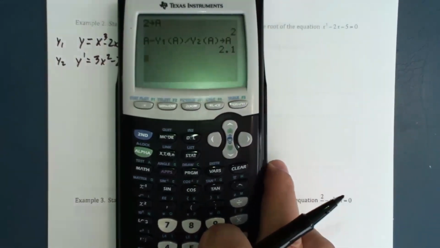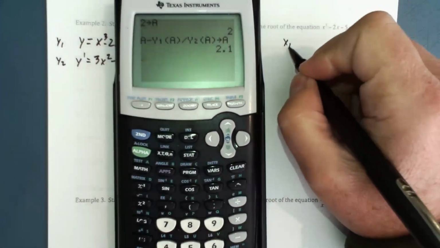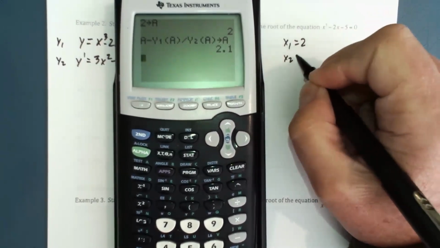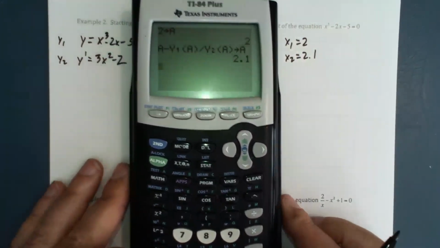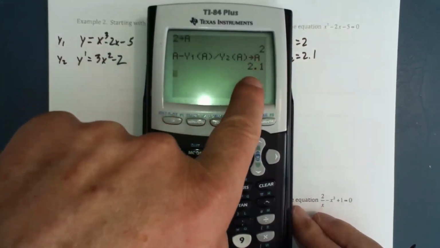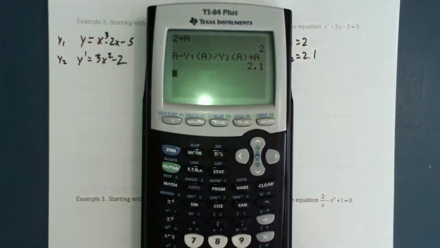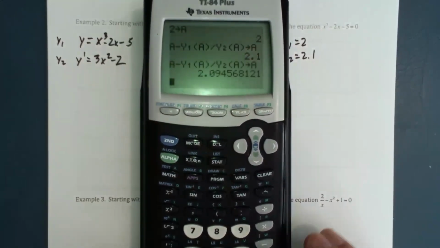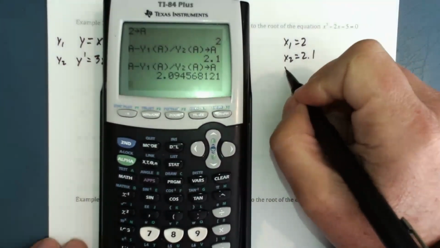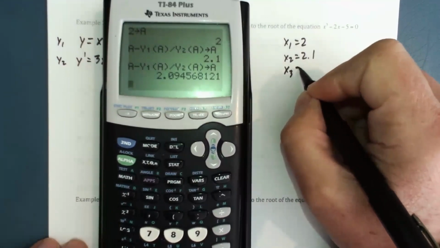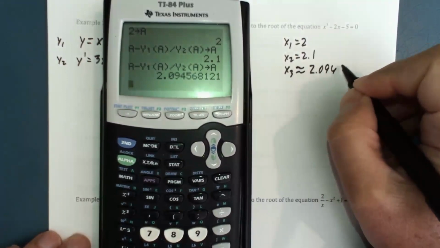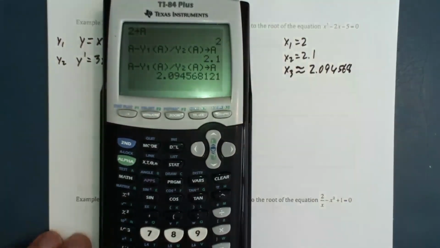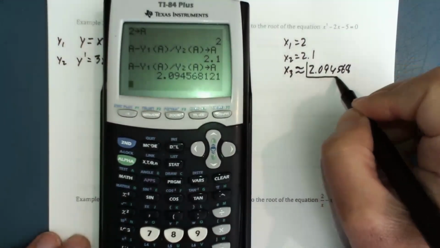And I'm going to end up with x sub 1 was 2. x sub 2 is 2.1. And now all I have to do is just hit enter again. And it's going to take the updated A that I just updated, plug it into there, and redo the process. So I'm going to hit enter again. And I'm going to have to round this off, 2.094568. And this is all that this particular problem is looking for.